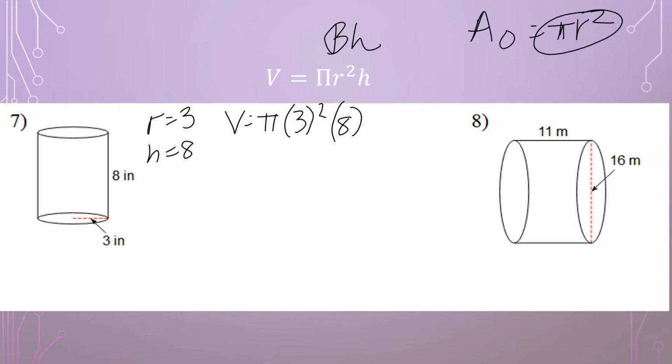And again, make sure you use parentheses if you're putting that into your calculator. If you don't use parentheses, it's going to do order of operations wrong, and then you'll get the wrong answer. So if I put that into my calculator, I'm going to round it to 2 decimal places, so I get 226.19 inches cubed for my final answer.